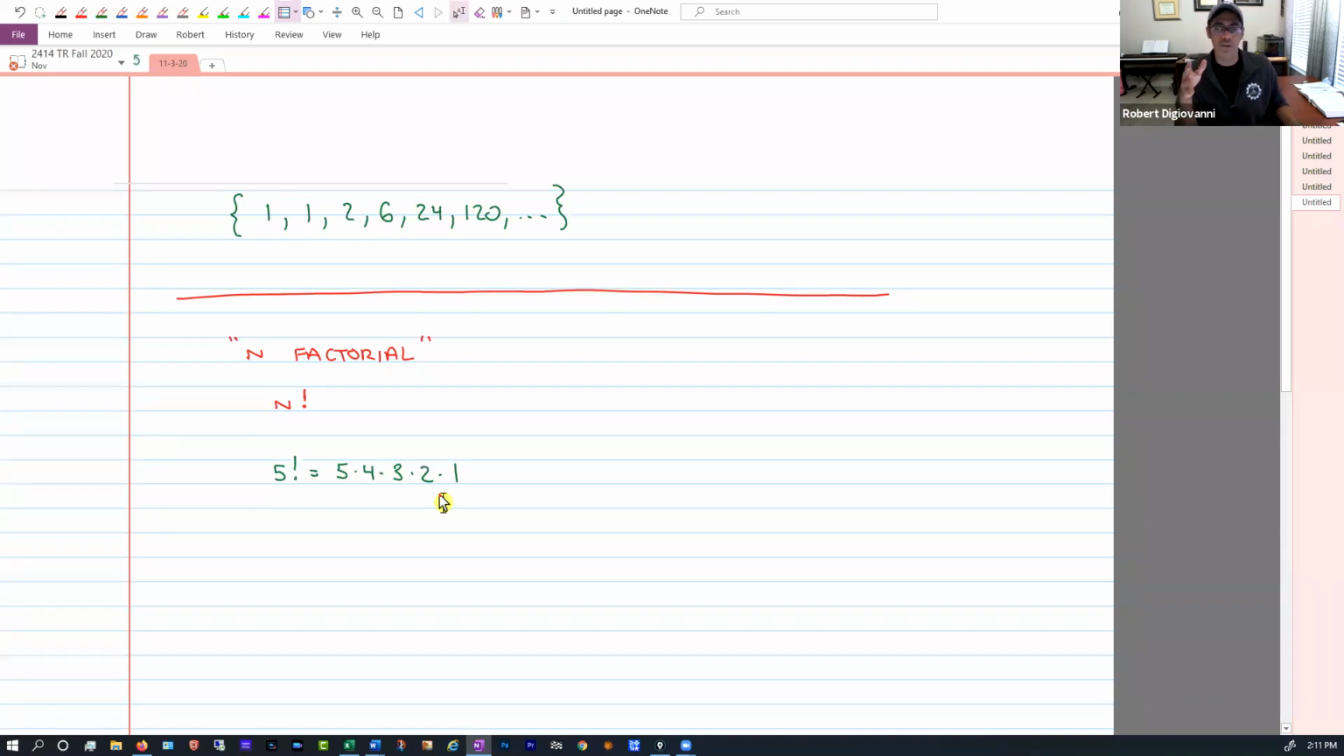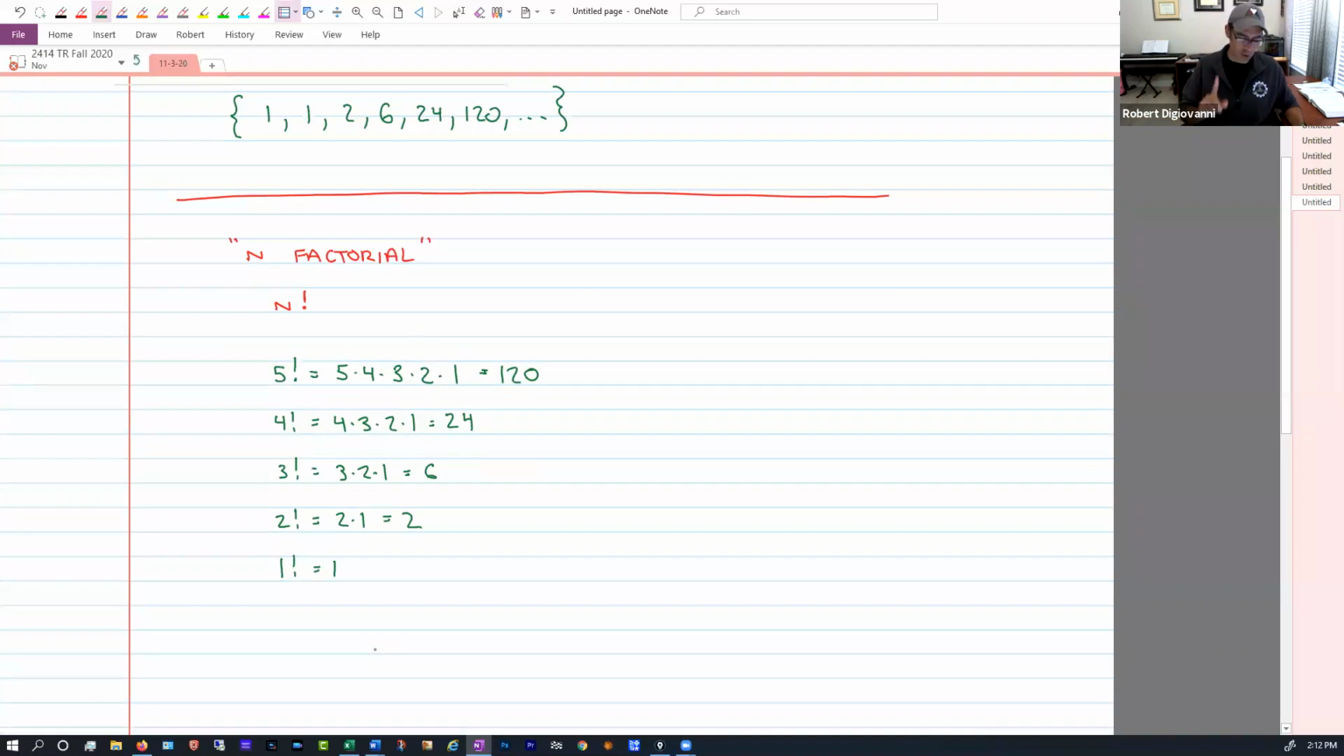So 5 factorial is just a way of me telling you, I want you to multiply 5 times the next number one less than it, times the next number one less than that, and you keep going until you get to one. So what is 5 factorial? 5 times 4 is 20, times 3 is 60, times 2 is 120. So that's 120. 4 factorial would be 4 times 3 times 2 times 1, and that happens to be 24. 3 factorial is 3 times 2 times 1, which is just 6. 2 factorial is 2 times 1, which is 2. 1 factorial is just 1.